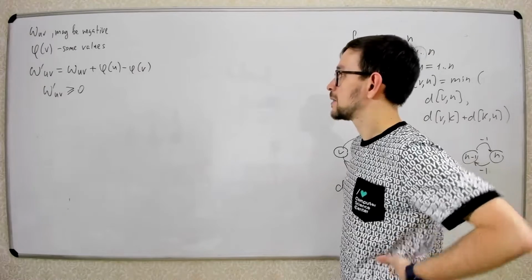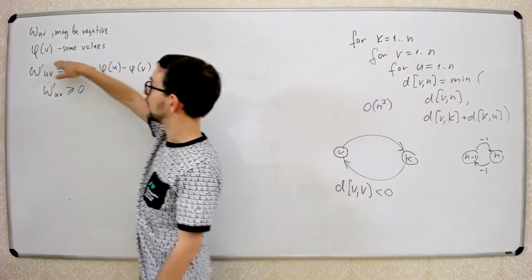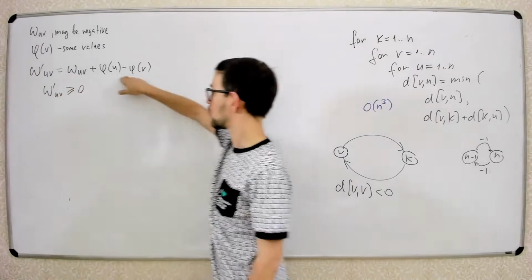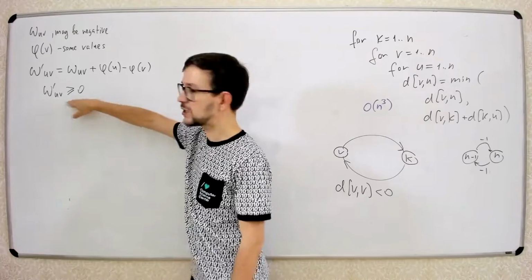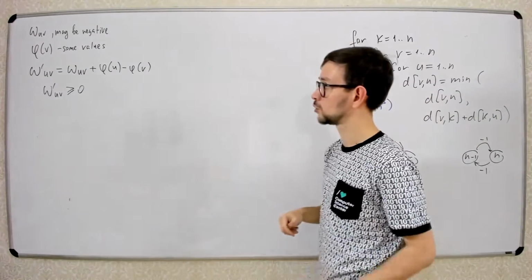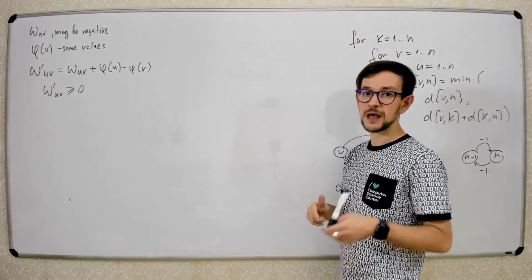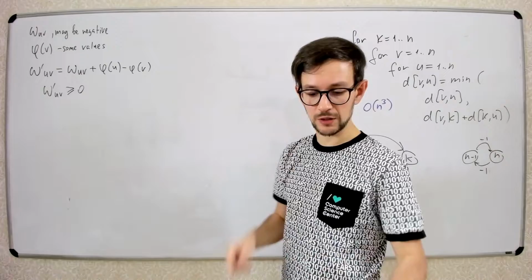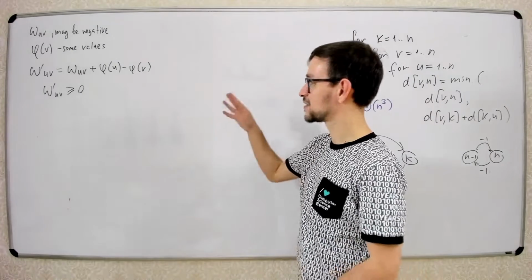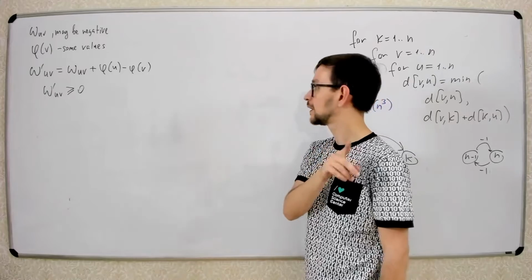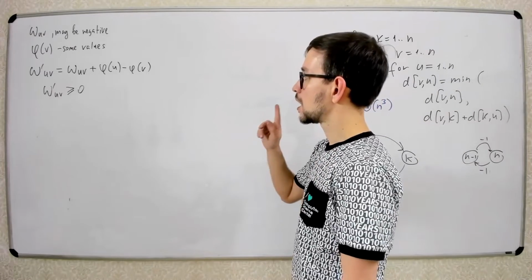Now, imagine you find these values phi, such that if you modify your weights like this, all weights will be non-negative. Then what can you do? You can take any two nodes of your graph. Last week we used kind of the same trick when we discussed the A-star algorithm. Yeah, it's a very similar trick.